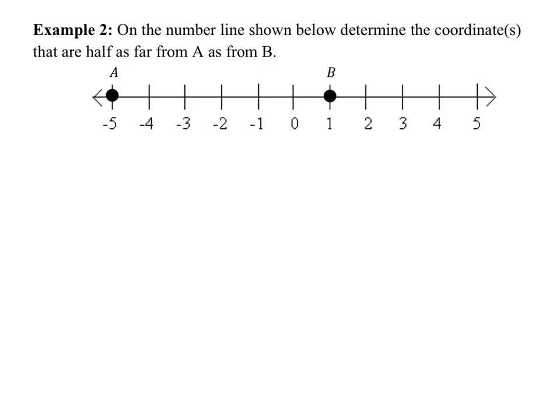Say it one more time, a little louder. A coordinate on a number line is just one dimensional, so it's still called a coordinate, not an XY coordinate. But as far as the problem goes, what do you know about it when it says you want to find coordinates that are half as far from A as they are from B?